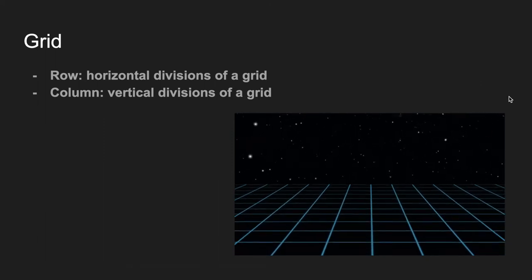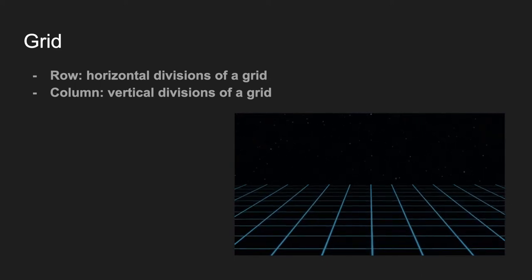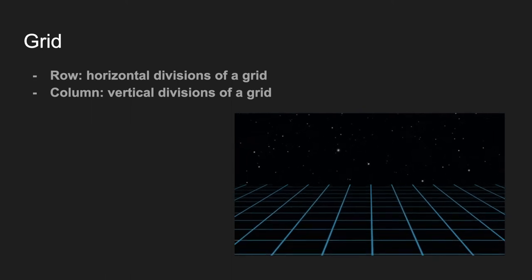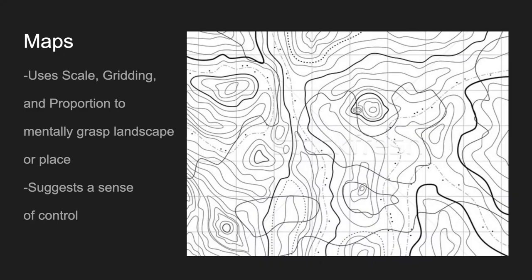Now, the number of squares in a grid relates to the number of rows and columns. The more there are, the smaller the squares are going to be, and the more there will be in a relative composition. Maps are an example of how a designer would use a grid, proportion, and scale to mentally grasp a landscape. The grid is really helpful for making elements of the landscape proportionate to one another, but the grid is a way to help us understand the proportions of something in a more mathematical and logical way. And so this suggests a sense of control.